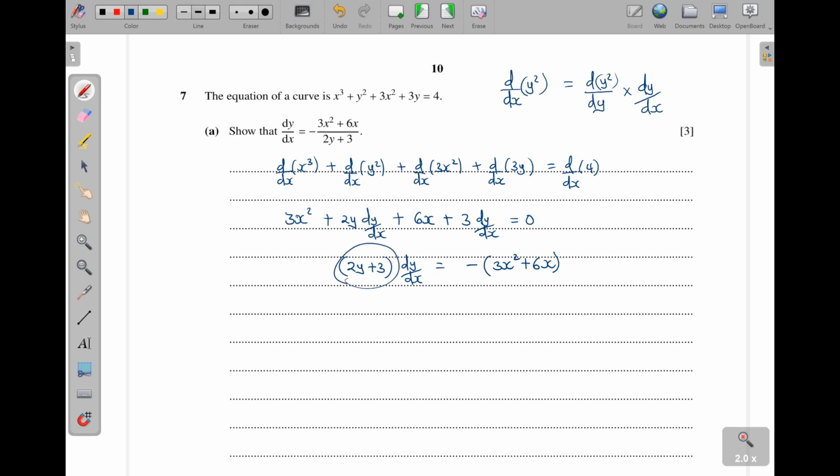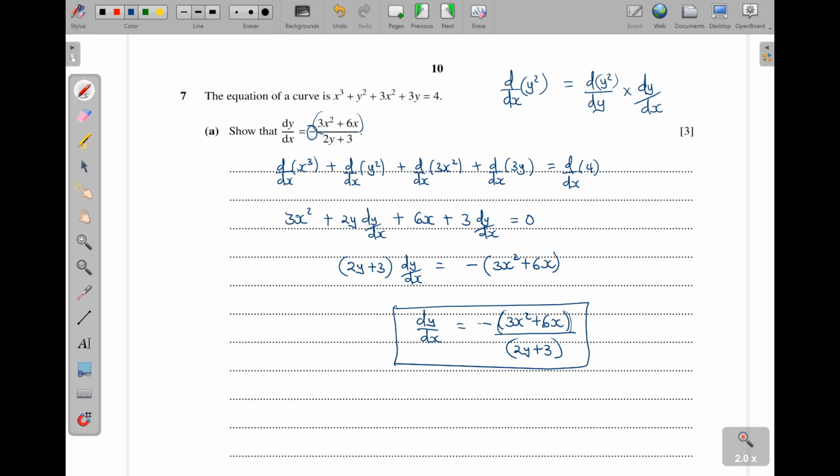Now, we divide all through by this, so that simply implies that our dy/dx is going to be equal to negative 3x squared plus 6x, then divide by 2y plus 3. And this is what they have told us to show. So for them, they write their negative here, but it affects the whole thing. So when I put this one in bracket like this and I put a negative, it is the same thing, okay? So that is that.